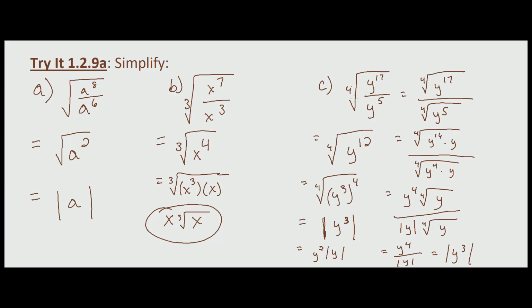So again, the 4th root of y to the 17th over y to the 5th simplified is going to be the absolute value of y cubed.